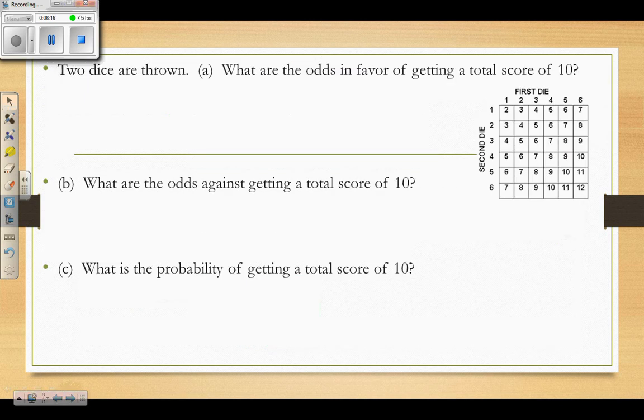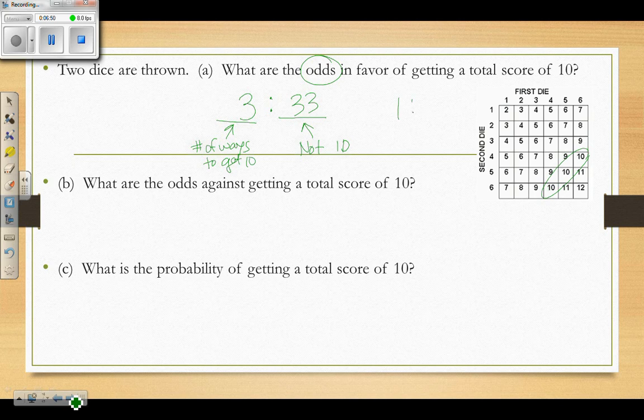All right, 2 dice are thrown. What are the odds in favor of getting a total score of 10? There are 3 tens. So it's going to be 3 versus the number of ways that you cannot get a 10. Since there's 36 total, 36 minus 3 is 33. So there are 33 ways to not get a 10. This is the number of ways to get a 10. And you need to reduce this.